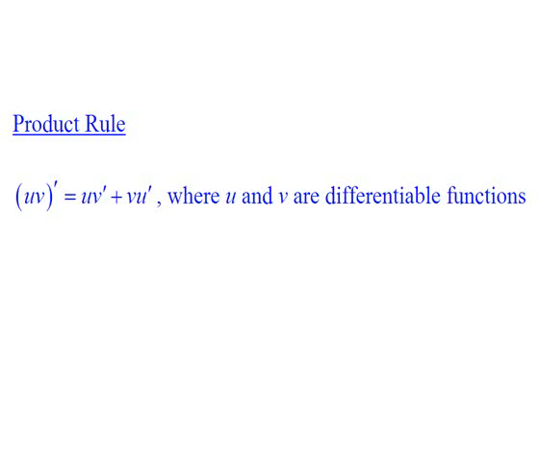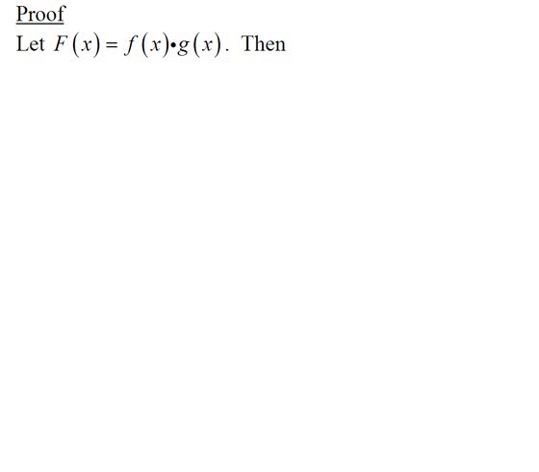Instead, it looks like this. Suppose we have a product of two functions u and v. The derivative of that product is equal to the first function times the derivative of the other, plus the second function times the derivative of the first. To make this easier to remember, let's take a look at the proof.